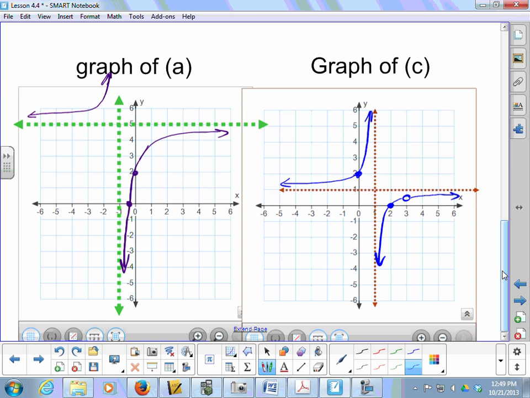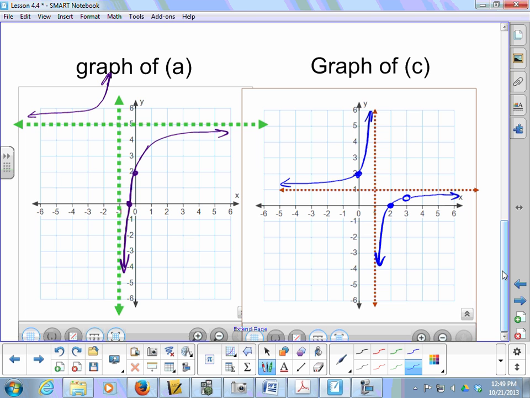Now, how could I make it more accurate? Plot more points, right? Find more points and plot them. So those are the main things, okay?